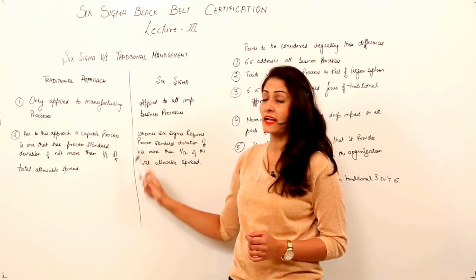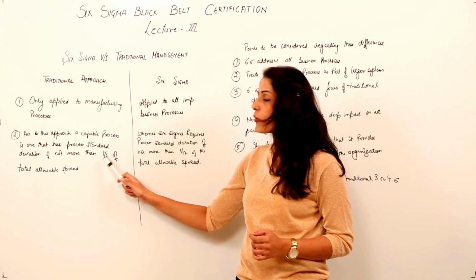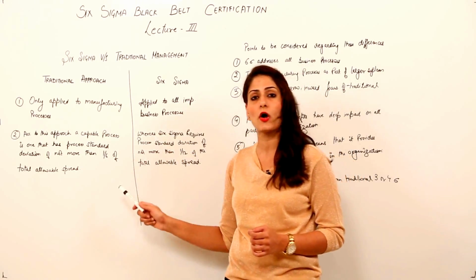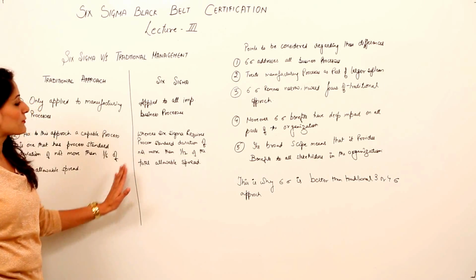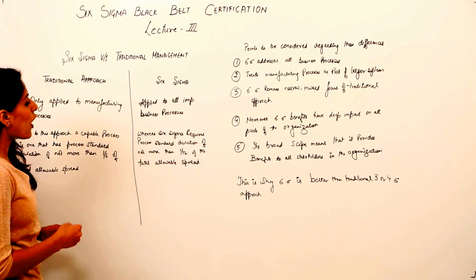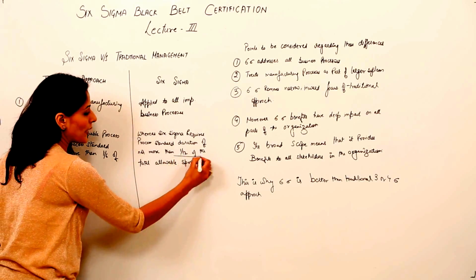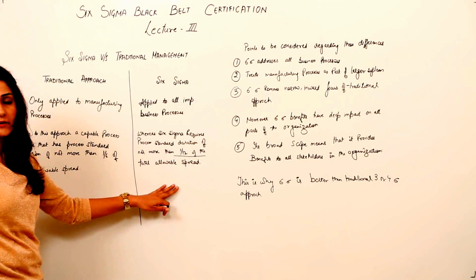Then the second major difference is that according to the traditional approach, a capable business process is one that has a process standard deviation of not more than 1/6 of the total allowable spread, whereas Six Sigma requires a process standard deviation of not more than 1/12 of the total allowable spread.